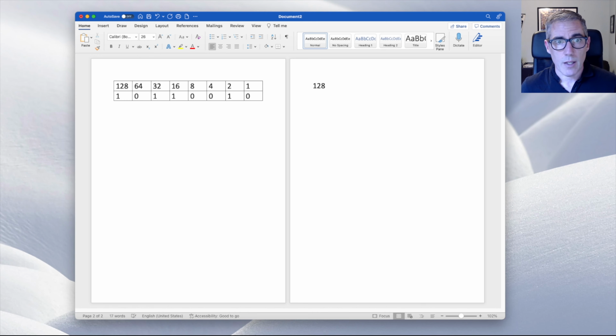We have 128. We add nothing for 64, because there's a 0 in the 64 position. So we add a 32. And that is 130 plus 30 is 160. So we're at 160. Then we add a 16 because there's a 1 in that position. So that's 176. Now we add nothing in the 8 position, nothing in the 4 position, a 2. That's plus 2 equals 178. And 178 is our number for this binary representation.